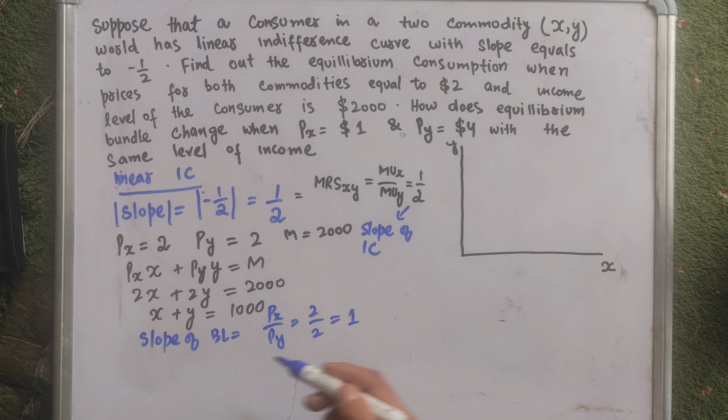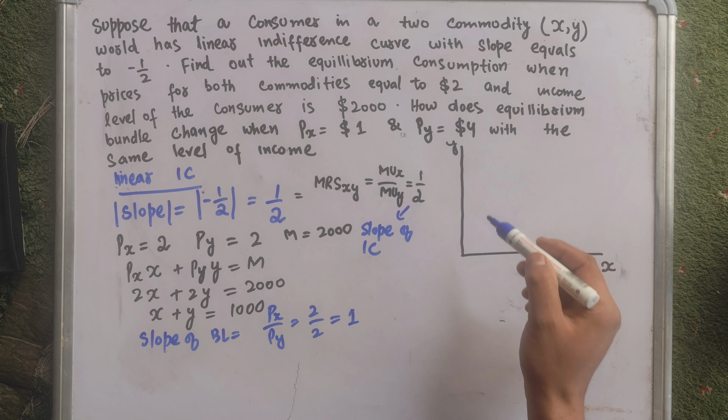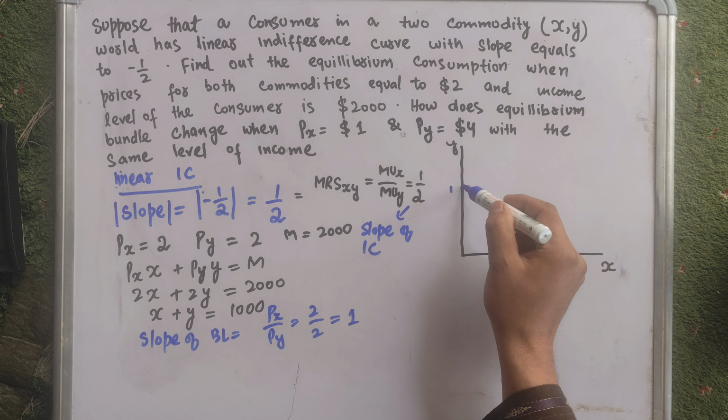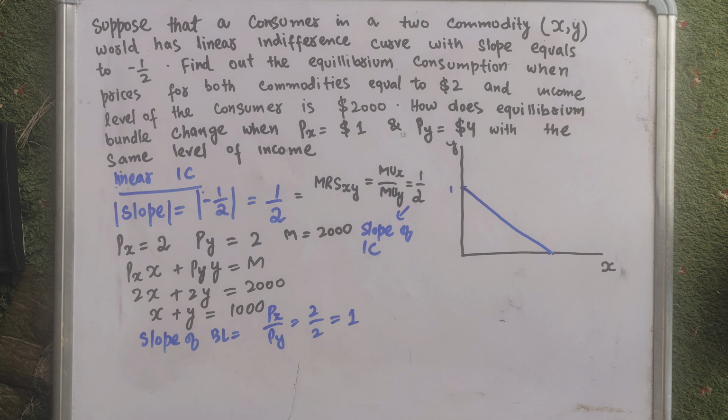Okay, so let us first draw the budget line. Its slope is 1. So let us say here we have 1, here also we have 1. So let us draw, this is our budget line.